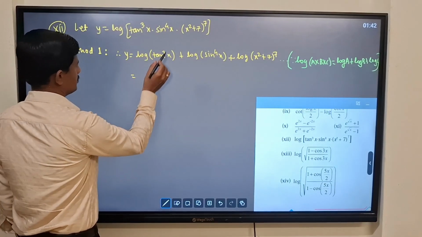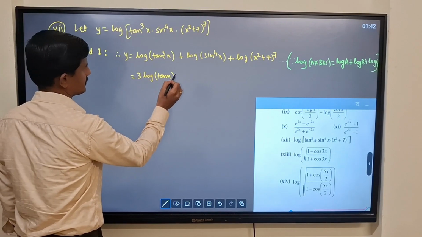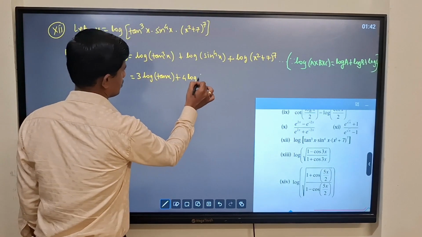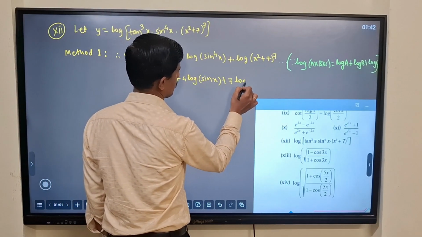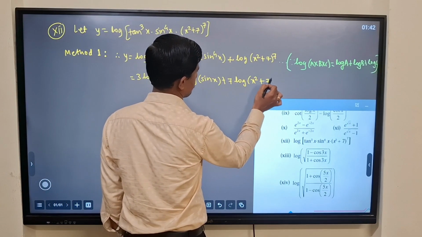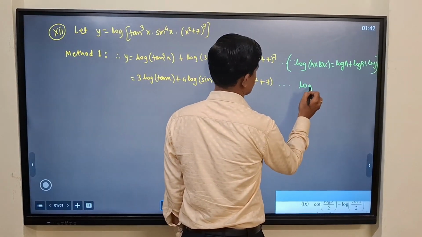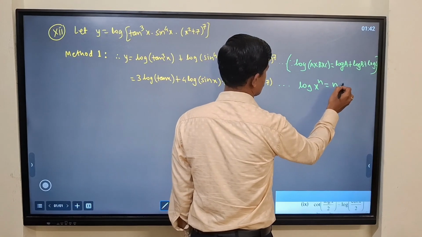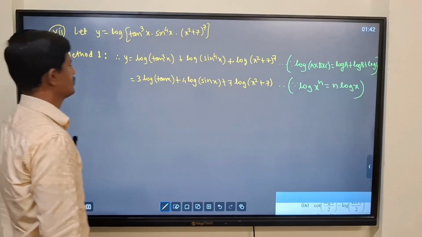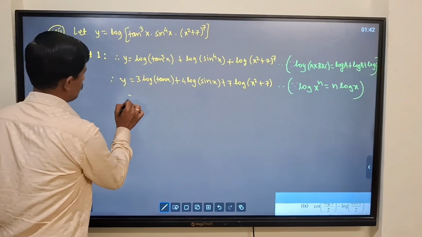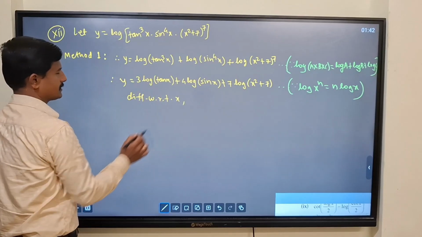Now next rule. This power comes forward. 3 log tan x plus this becomes 4 log sin x. This becomes 7 log x square plus 7. Which rule here we use? Log of x raised to n is what? n log x. Okay, this is our y. Now differentiate with respect to x.